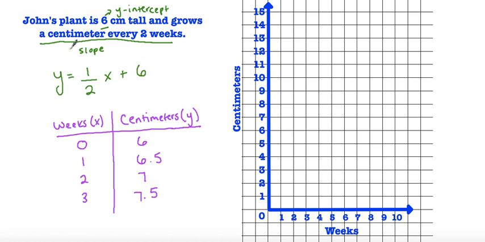Now, if I did want to represent a centimeter every 2 weeks, what we could also do is write out, so instead of counting up by 1 week at a time, we could count up by 2 weeks at a time. So after 2 weeks, the plant grows 1 centimeter, so 7. After another 2 weeks, it grows 1 centimeter, so 8. And then after 2 weeks again, it grows another centimeter, so it's at 9. And then this way you could see the increase is 1 centimeter every 2 weeks.